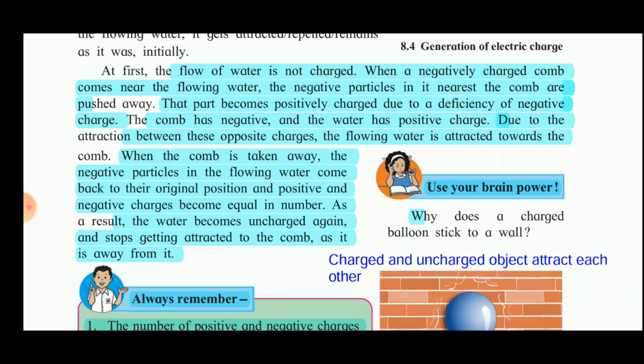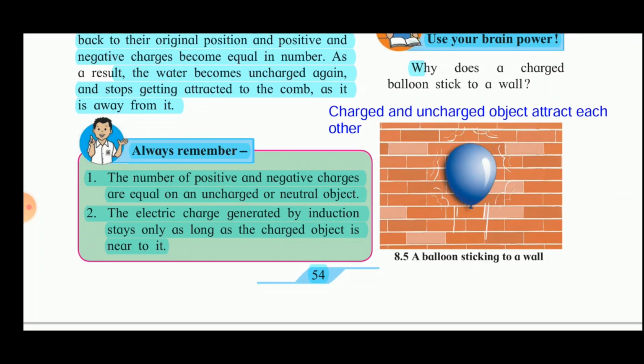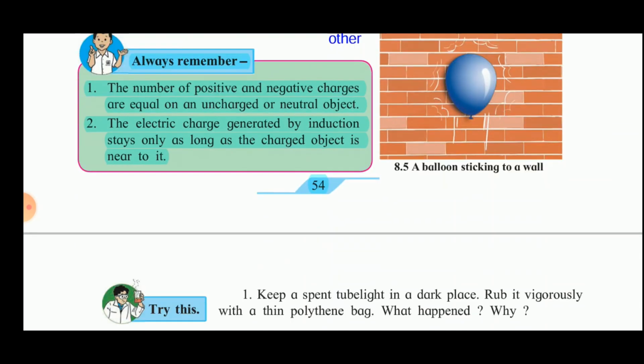Now here the question is, why does the charged balloon stick to the wall? We know that a charged and an uncharged object attract each other. The wall is uncharged and the balloon is charged. So naturally the balloon sticks to the wall. Always remember, the numbers of positive and negative charges are equal on an uncharged or neutral object. The electric charge generated by induction stays only as long as the charged object is near it.